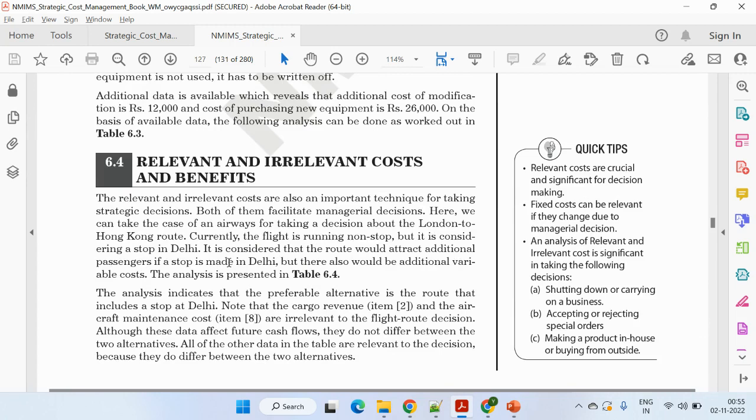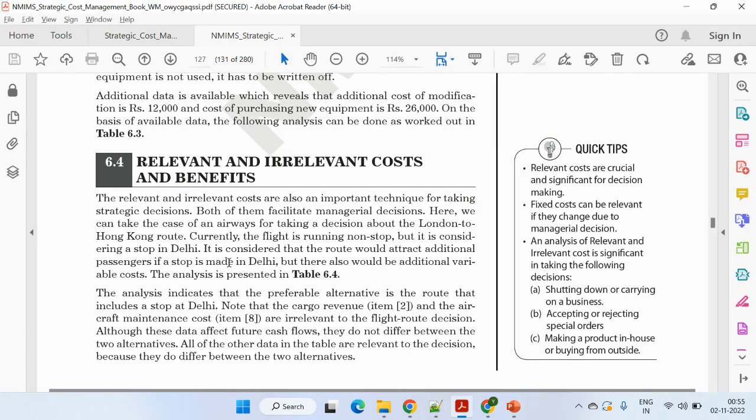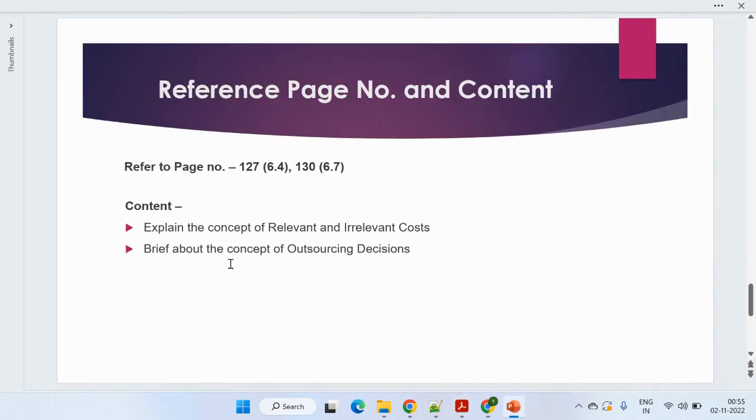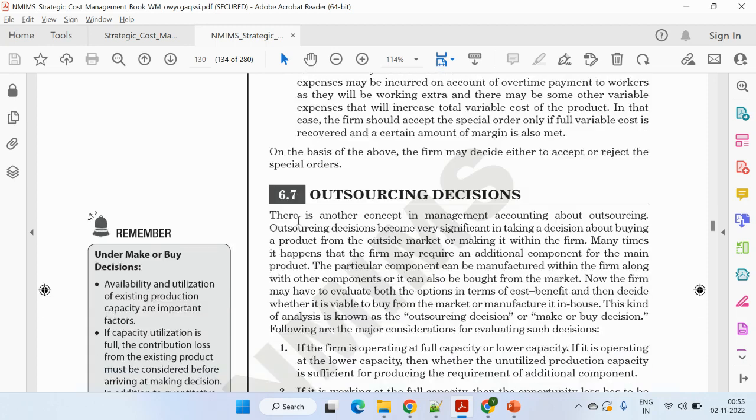Because if you see this particular thing, then definitely material is important. Material, labor, power cost is important. Rent, depreciation seem to be a little bit irrelevant. So it's important to specify about the relevant and the irrelevant cost, not in detail, but you can give four or five liners about it. After that, going to page number 130, you just need to specify the concept of outsourcing decisions. Outsourcing is basically a concept when you are not building it on your own. You are giving it to a third party to prepare, because you are getting it at a cheaper price.